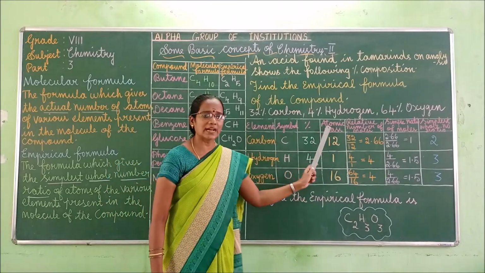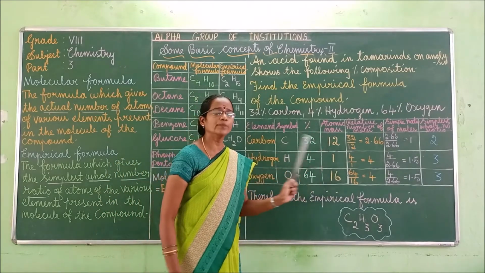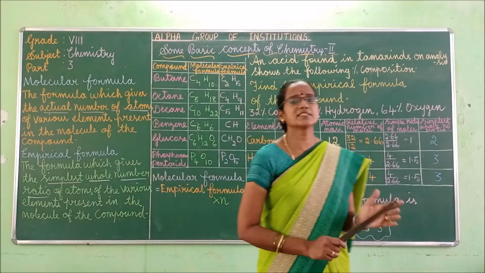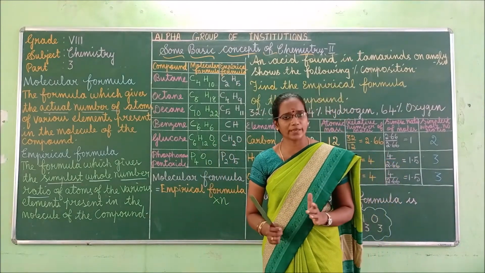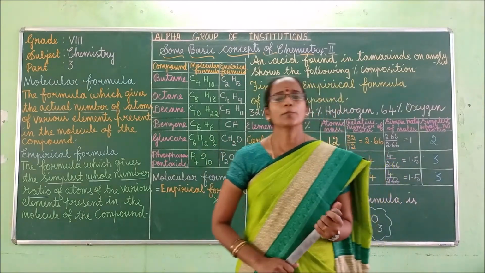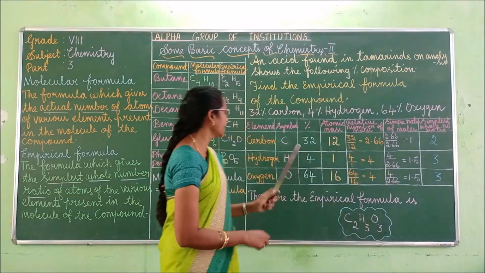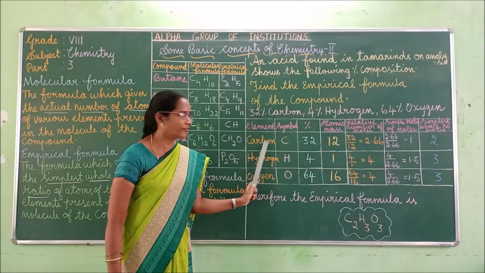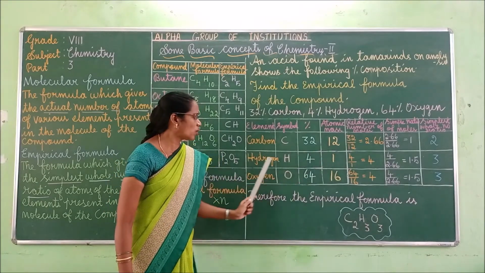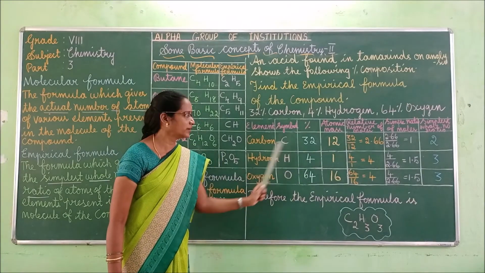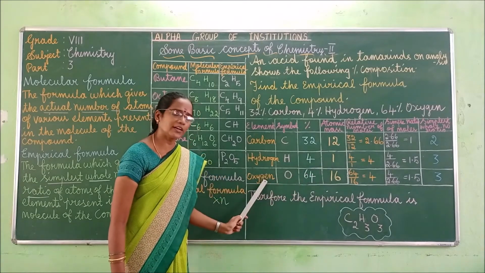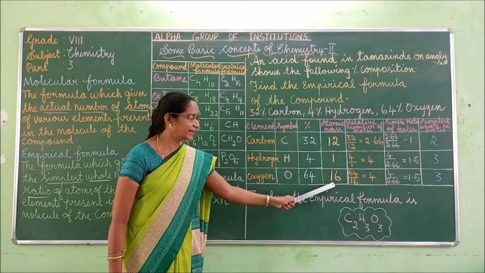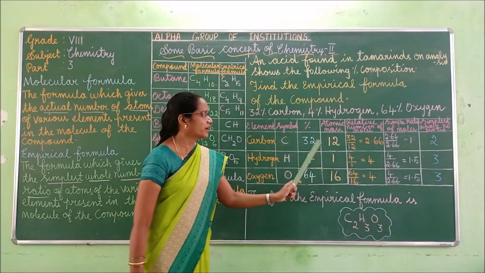Next column is atomic mass. Already I told you, you have to learn the first 20 elements' atomic mass. It is given in the periodic table chart. Okay. So what is the atomic mass of carbon? The atomic mass of carbon is 12. What is the atomic mass of hydrogen? It is 1. What is the atomic mass of oxygen? It is 16. Okay. Right.